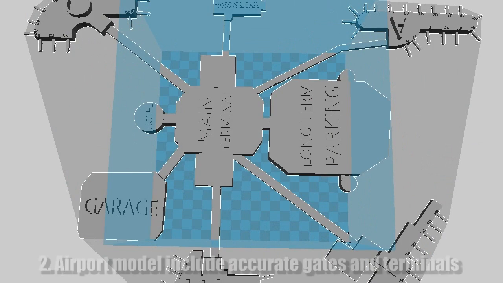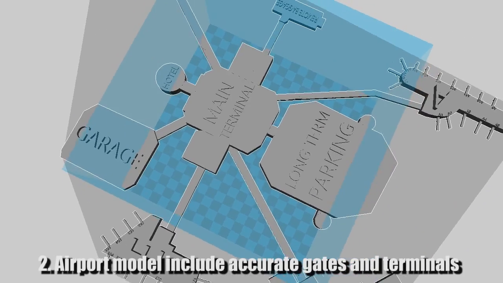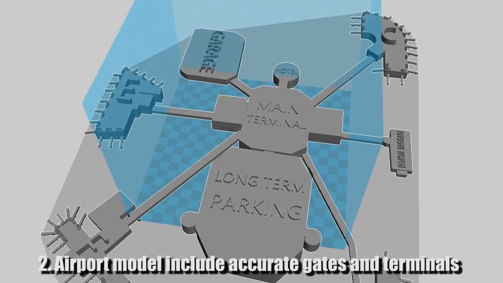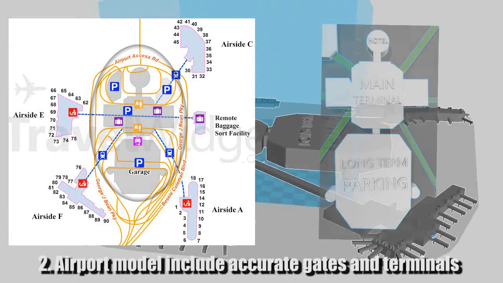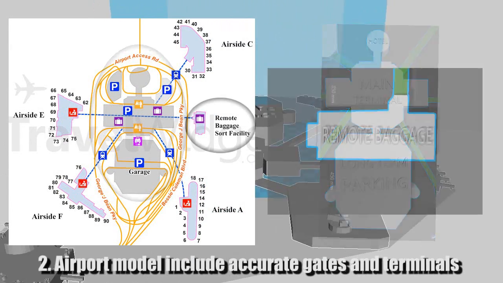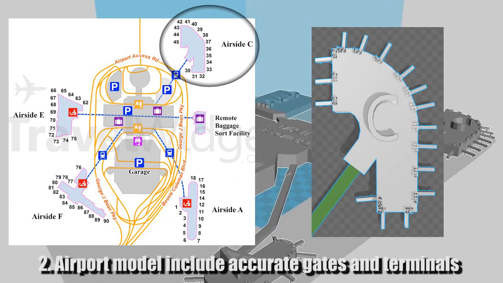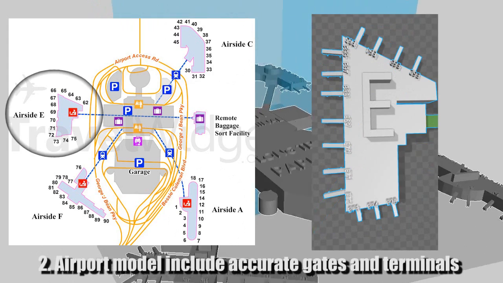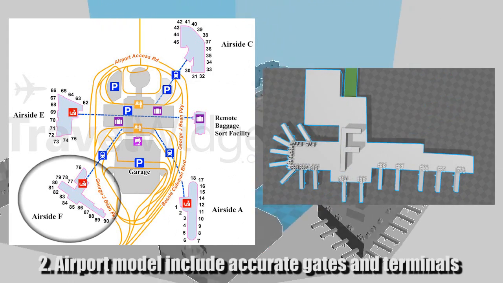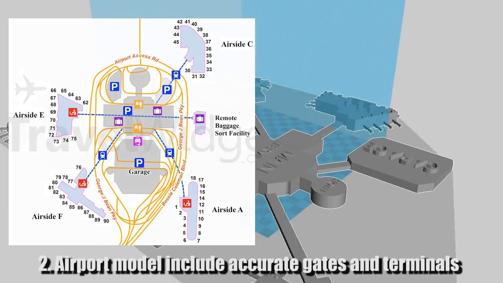Now here's a closer look at our 3D model. It's annotated with all the specific information that meets our second requirement. Here we have the main terminal, the remote baggage claim, Terminal A and all of its gates, Terminal C and all of its gates, Terminal E and all of its gates, and finally Terminal F and all of its gates.